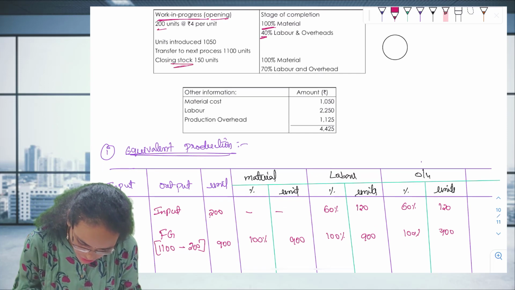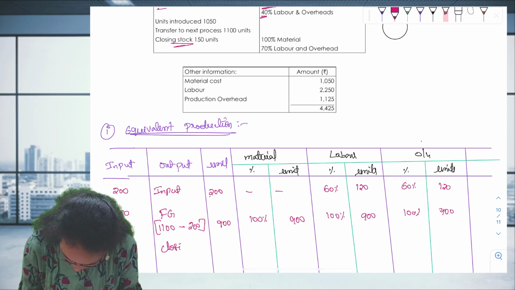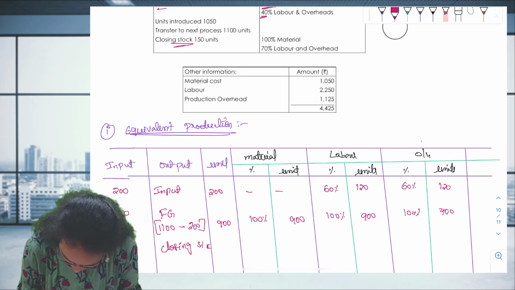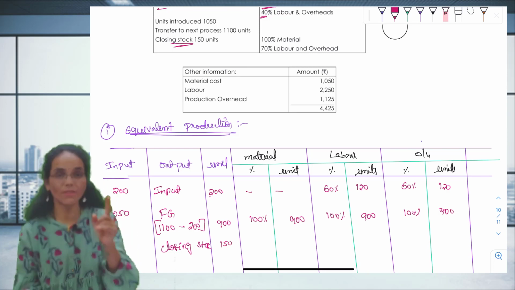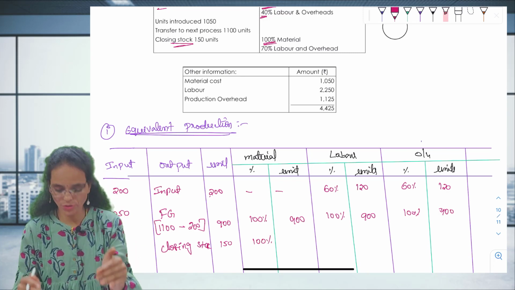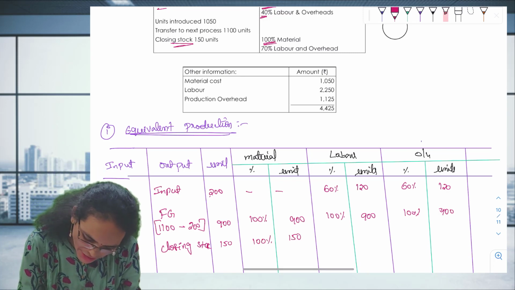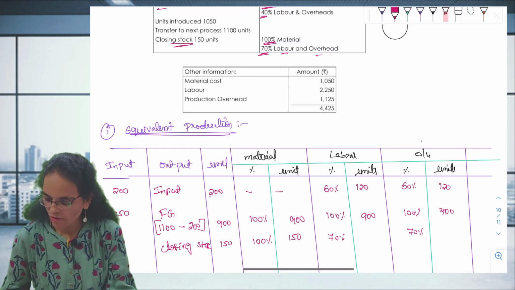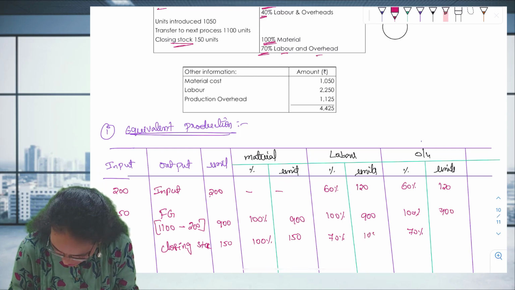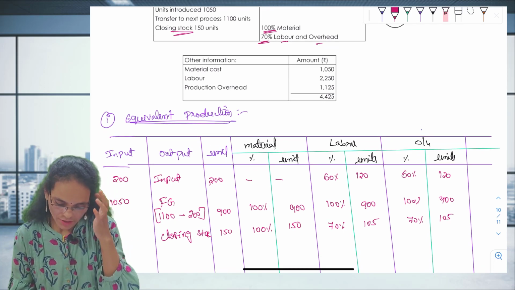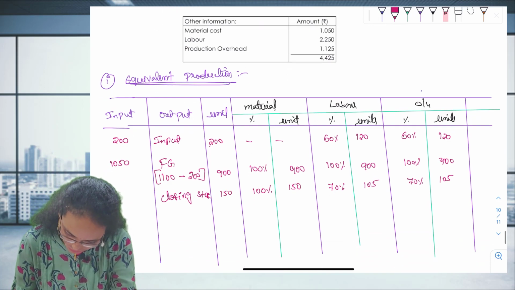And the next one, closing stock. 150 units. 100% of the material is completed in the current process only, means 150. 70% of the labor and overheads, 70% and 70%. 150 into 70% is 105, and 105 for labor and overheads.